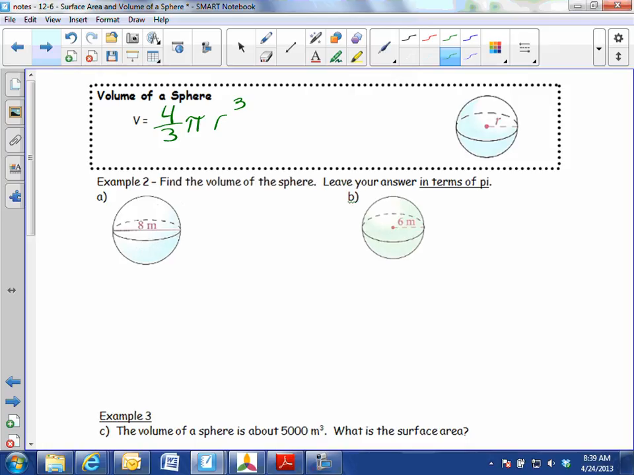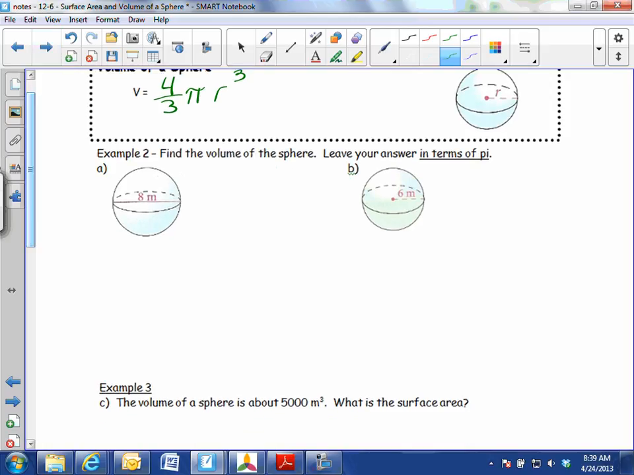All right, let's look at example 2. It says that we're supposed to find the volume of the sphere, and again, leave our answer in terms of pi. So just filling out our formula again, we've got 4/3 times pi. What's our radius? We're going to take 4 cubed, not squared. So with the order of operations, we do exponents first. What's 4 cubed? 64.